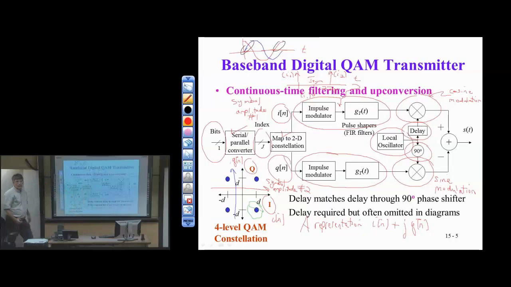Okay, so the first 2 blocks should look very familiar. Standard stuff, even for PAM. But the difference here is that my constellation map is two-dimensional. The 2 channels of PAM look familiar. The upconversion looks familiar. We're just combining them here to get one transmitted signal S of t. And that transmitted signal is a baseband signal, and it contains both PAM signals.